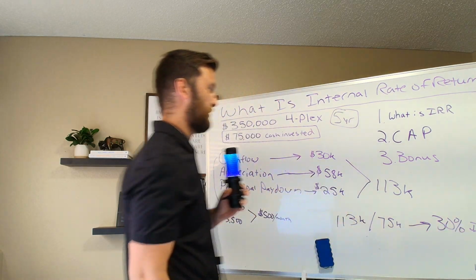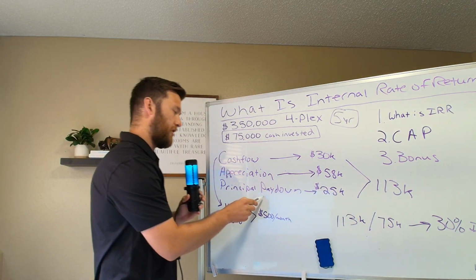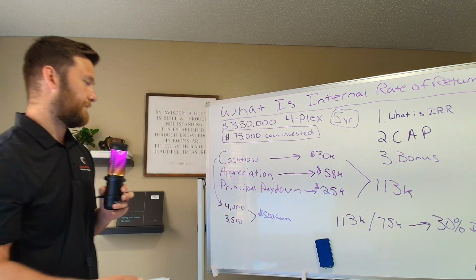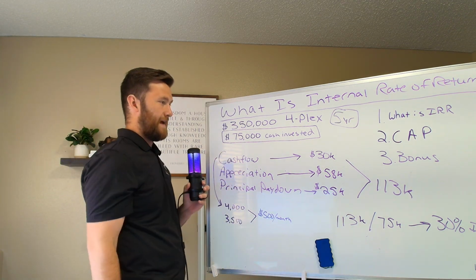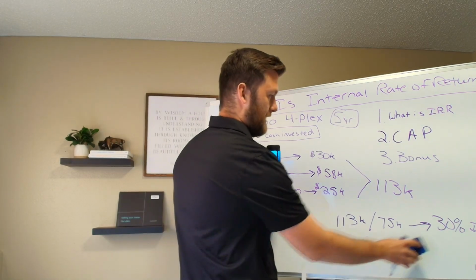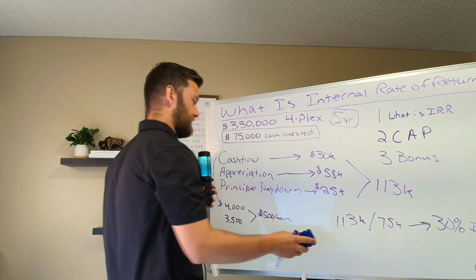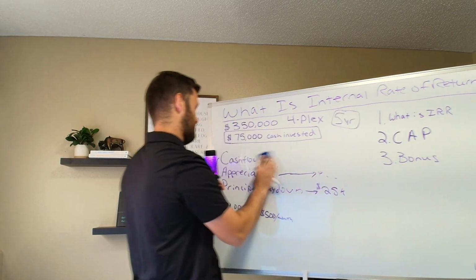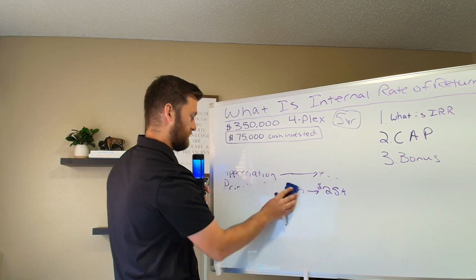So not bad over the course of 5 years when you're factoring in all the different forms of wealth creation in real estate. It's not just cash flow. Again, it's the internal stuff that jumps in. So about a 30% internal rate of return. And then there is a little bit of a bonus here as well.